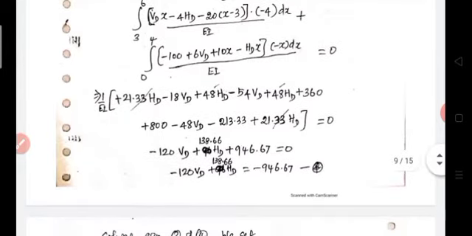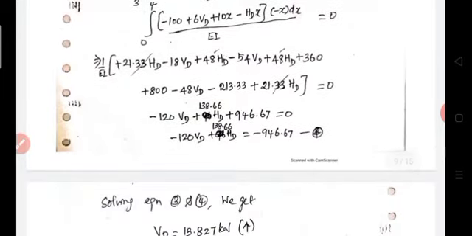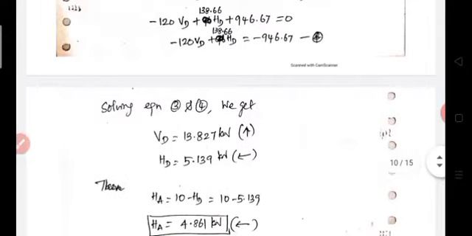The final equation becomes minus 120 Vd plus 138.66 Hd equal to minus 946.67. This is equation 4. Now solving equations 3 and 4 by calculator, or you may use a matrix approach, we get Vd is equal to 13.827, Hd is equal to 5.139. So these values are positive. Initially we assumed the directions, Vd upward and Hd towards the left. If the value is positive, it means our assumed direction is correct.